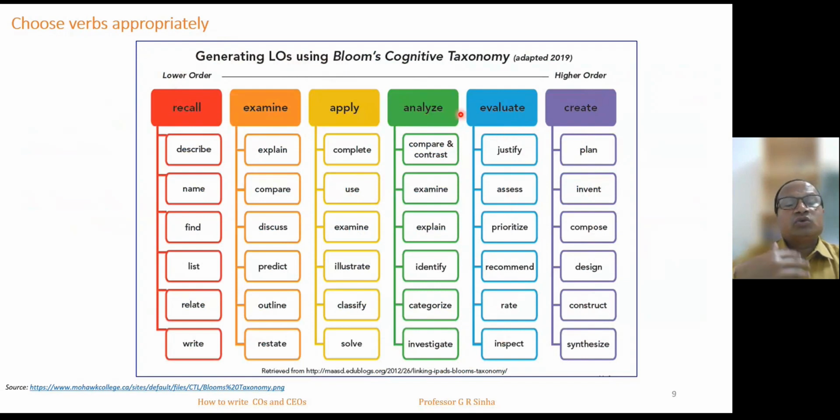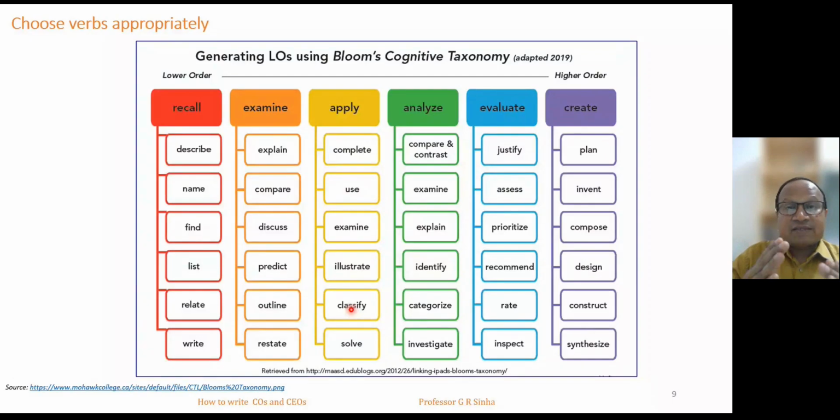When we want to say students will be able to evaluate, we can say students will be able to inspect, students will be able to assess. Similarly, when we want to write students will be able to apply, we can say students will be able to use, students will be able to examine, students will be able to classify, something like this.